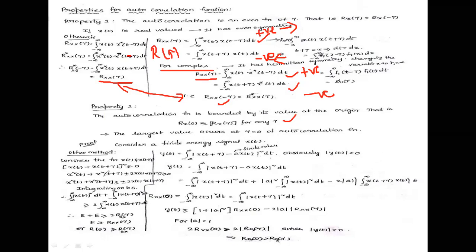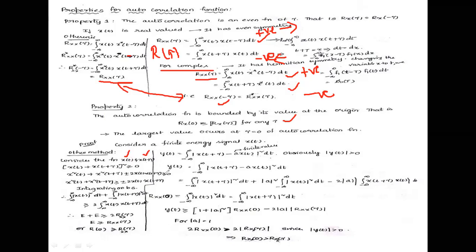Greater than or equal to 0. On the other side, we have another method, which is an easy way. I'm taking the combination of the two signals, considering the functions x of t and x of t plus tau, and adding the two functions: x of t plus x of t plus tau, whole square, is greater than or equal to 0. Expand the value here.